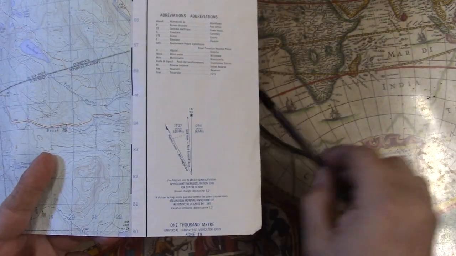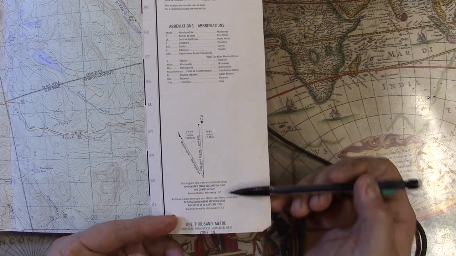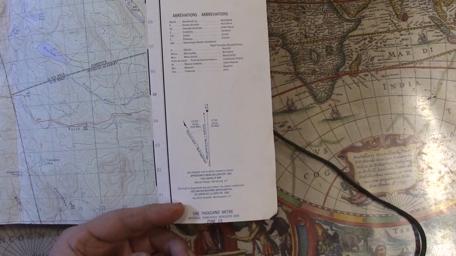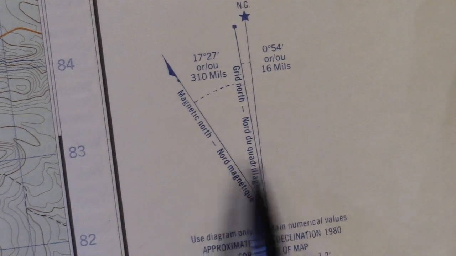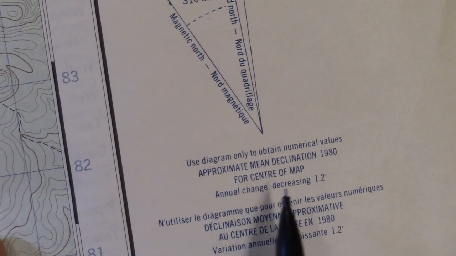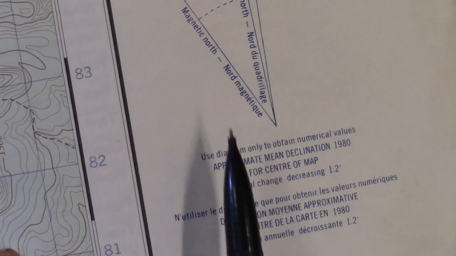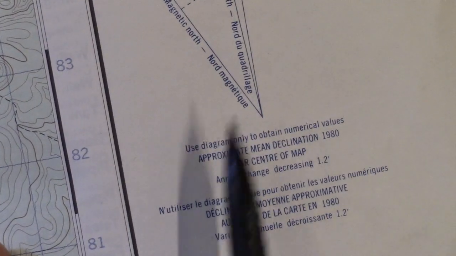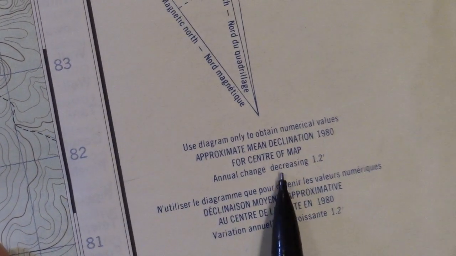Okay, remember that small diagram? That was the explanation here. I'm going to zoom in. That diagram is the three norths diagram for this map, with the annual change decreasing. So if it's decreasing, it's subtracting. But the declination is west, so that's important information to know. The declination is west and it is decreasing.